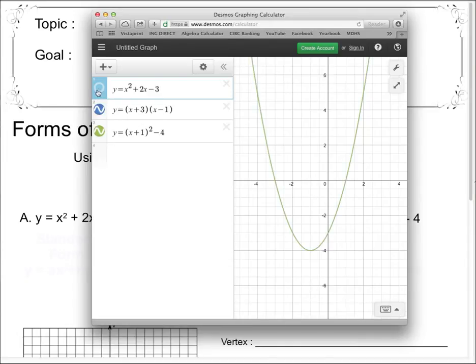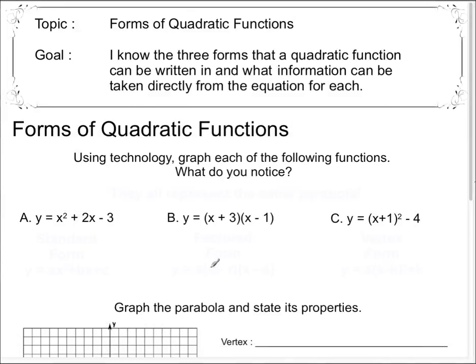Did you notice something? If I turn them on all at the same time, I just get this kind of gray line here that's combining the red, the blue, and the green because they're all exactly the same parabola. Notice that they're written differently, but they're all exactly the same. So here are the three forms. What did we notice? Here's what we noticed. They all represent the same parabola.